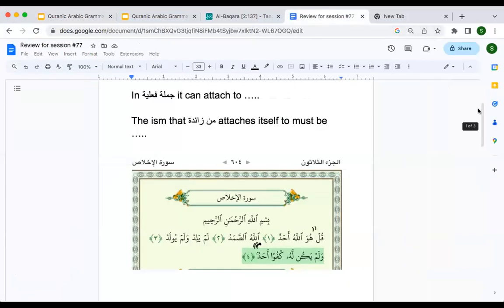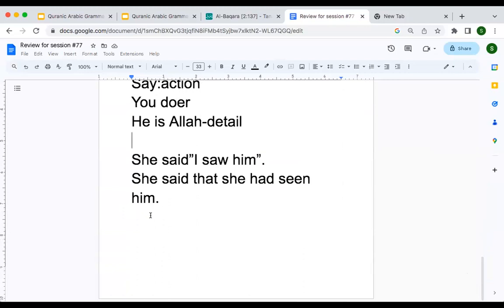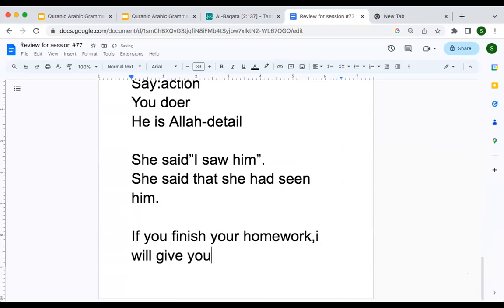Let's do it here so that everyone is able to understand. If you finish your homework, I will give you ice cream. Tell me what will be the tool of condition. What is going to be adawatu shart here? I want each and every one of you to understand, and then inshallah you will be able to move forward with that.